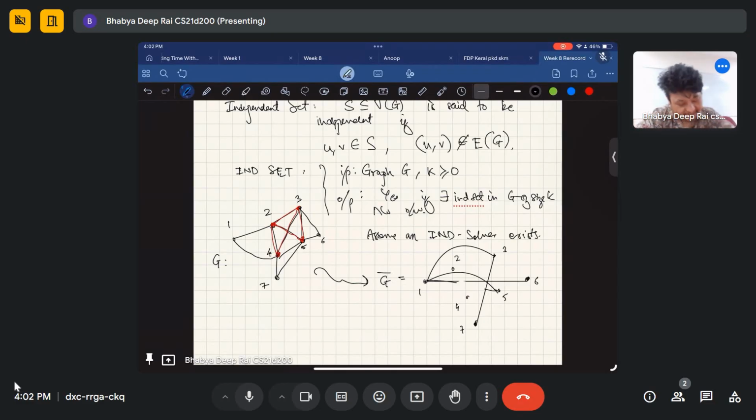Okay, and 7 is connected to 3, 7 is connected to 1. Okay, that we forgot to do, and 7 is connected to 6.